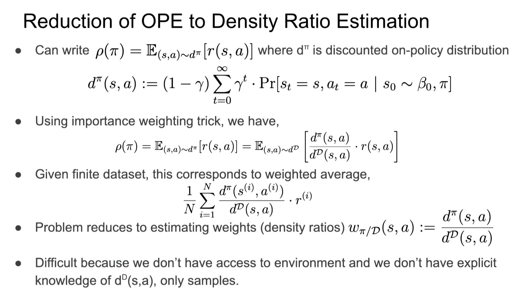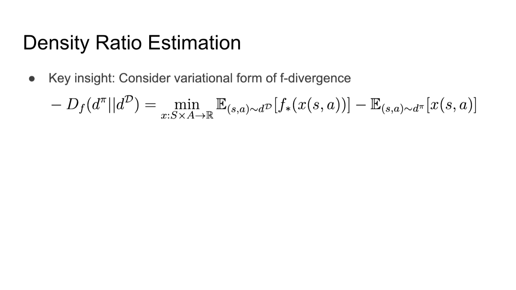And similarly with the denominator, we don't know the density of our offline, off-policy data set. We just have access to samples from it. But still, we want to estimate these density ratios. So now we've taken our original problem, off-policy policy evaluation, and turned it into density ratio estimation. Still a seemingly hard problem, but it'll at least be more approachable.